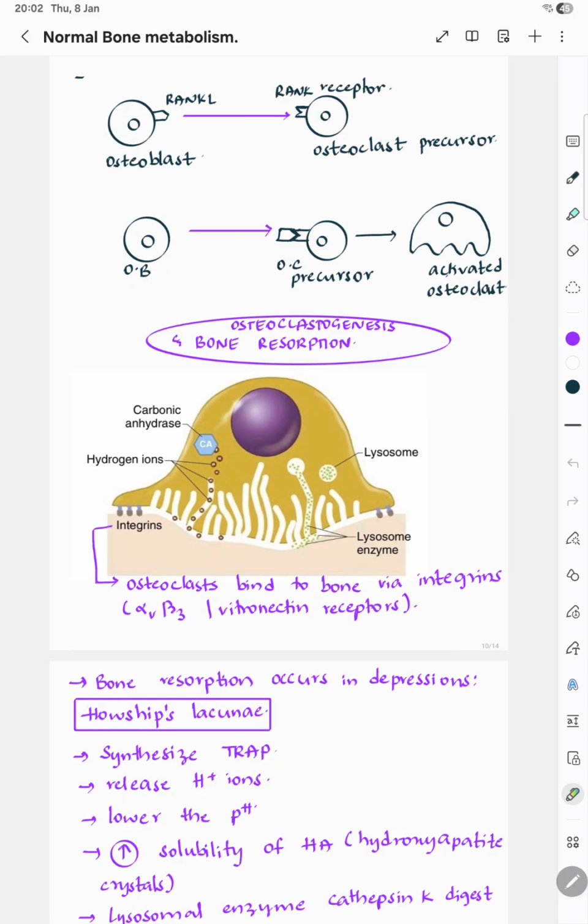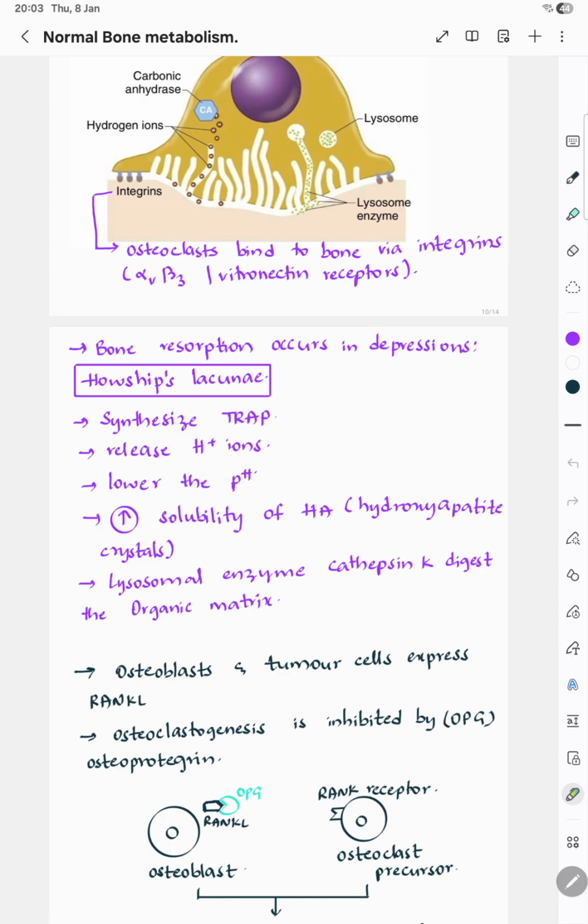This is the activated osteoclast, and here we can see the ruffled border of the osteoclast and lysosomes releasing lysosomal enzymes and carbonic anhydrase and release of hydrogen ions. First of all, the osteoclast binds to the bone via integrins. These are the alpha V beta 3, or vitronectin receptors.